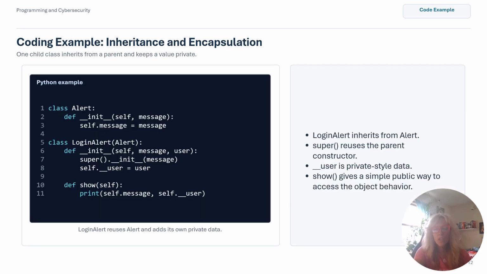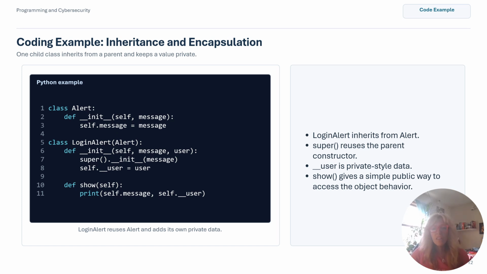Here's a coding example that combines inheritance and encapsulation in Python. At the top, we define a class called alert, and this is the parent class. Its constructor takes in a message and stores it as self.message. That means every alert object created from this class will have a message.